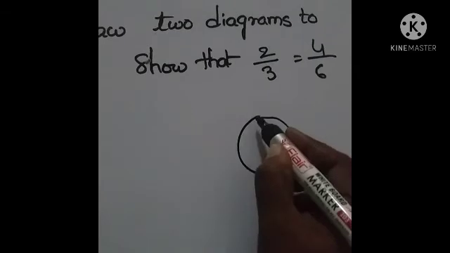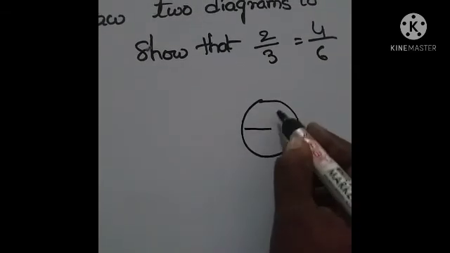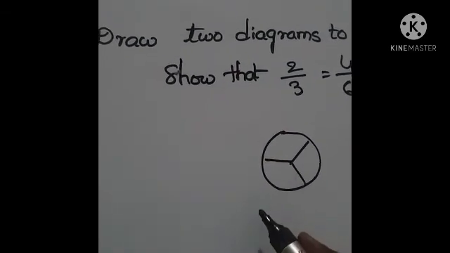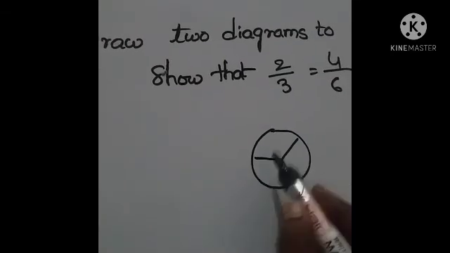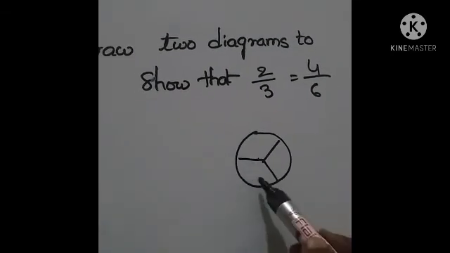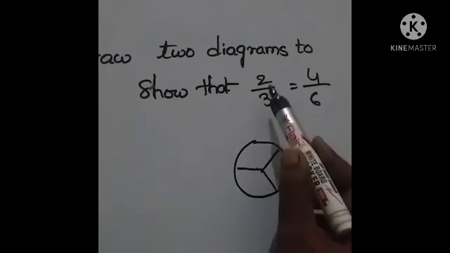So, whatever you take, divide it into 3 parts. Whatever picture you take, that only is divided into 3. Circle, square, whatever it may be, divide it into 3 parts, because here denominator 3 is there. Total number of parts are 3 and shaded parts are 2.